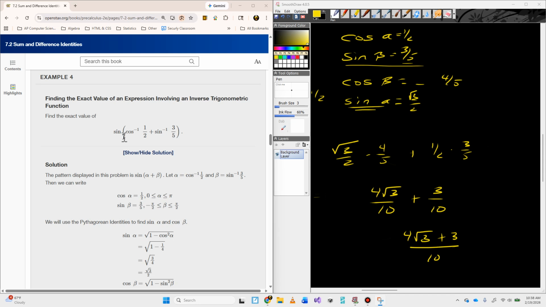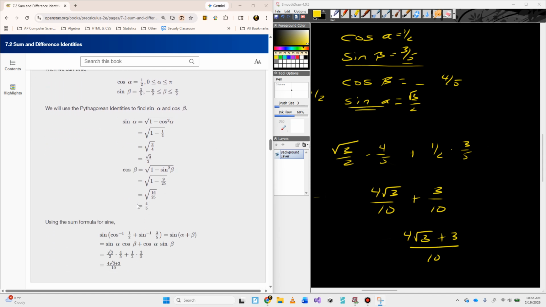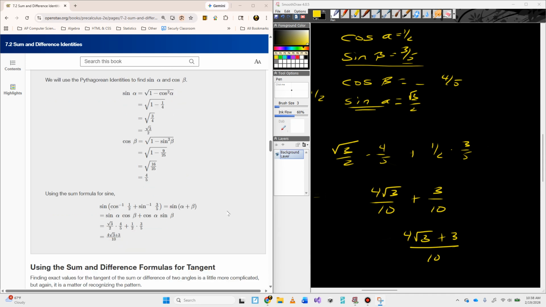So I've already found my cosine for alpha. It's 1/2. And I've already found, therefore, my value for sine beta. That's 3 over 5. Problem is I don't have a value for cosine beta, and I don't have a value for sine alpha. And so I need to use the Pythagorean identities to get both of those. And that's how I solve that.